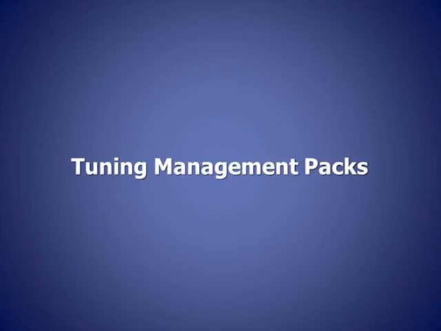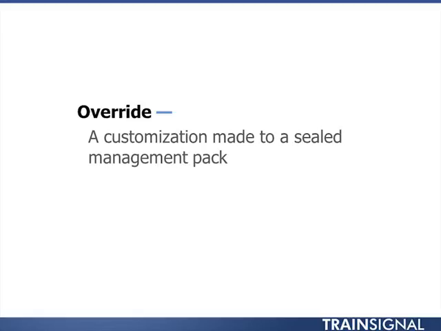So let's talk about some of the primary ways by which you'll tune a management pack. The first is what's called an override. And this is really a customization that's made to a sealed management pack, or a way that you change something from a sealed management pack so that it deviates from its pre-assigned behavior to meet the needs of your organization. Elsewhere in this course, we've already created some overrides, and you may or may not have seen them yet, but the purpose of an override is to make sure that you're monitoring what makes sense for you and not what makes sense for somebody else.